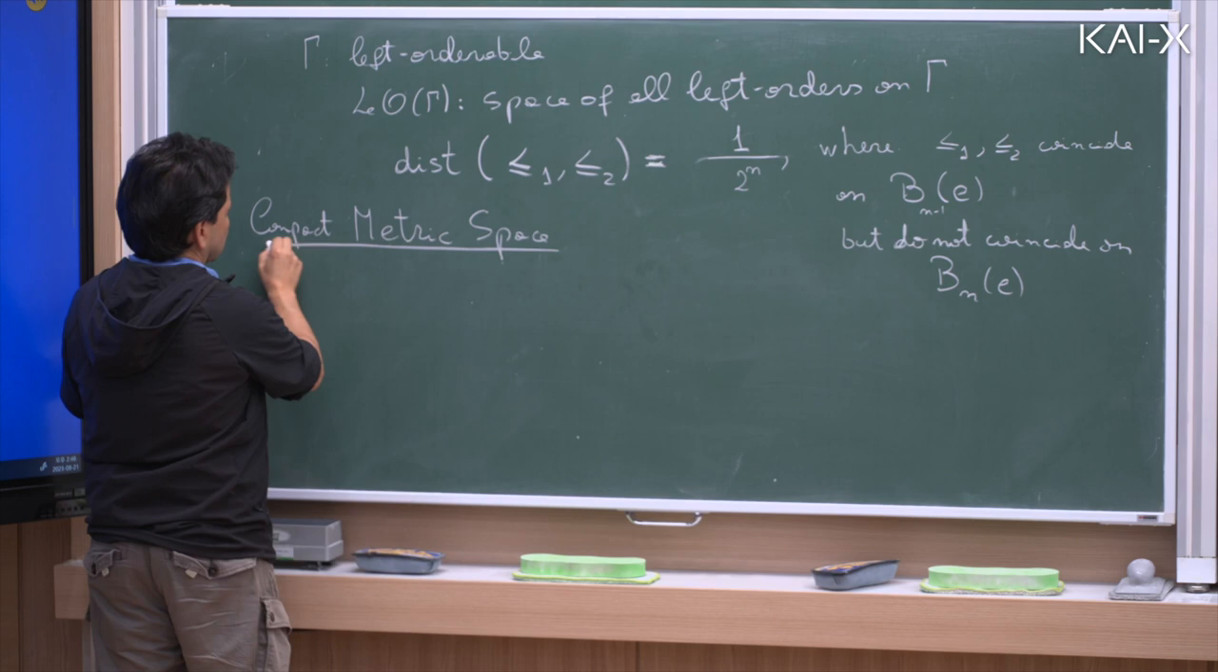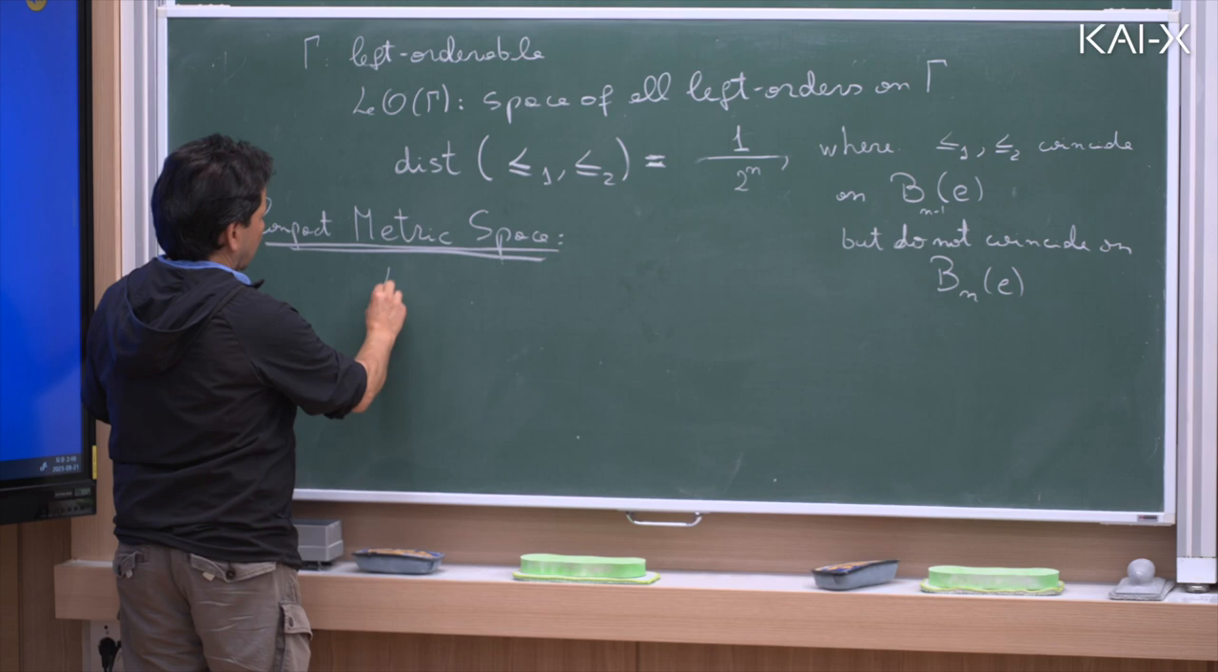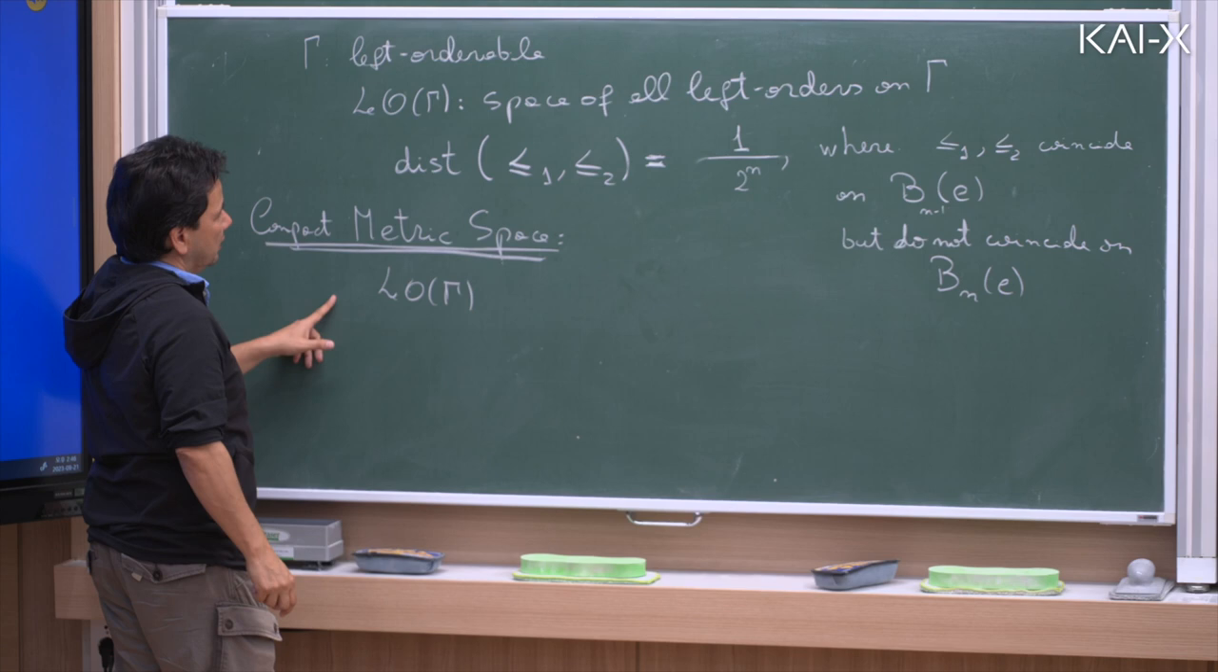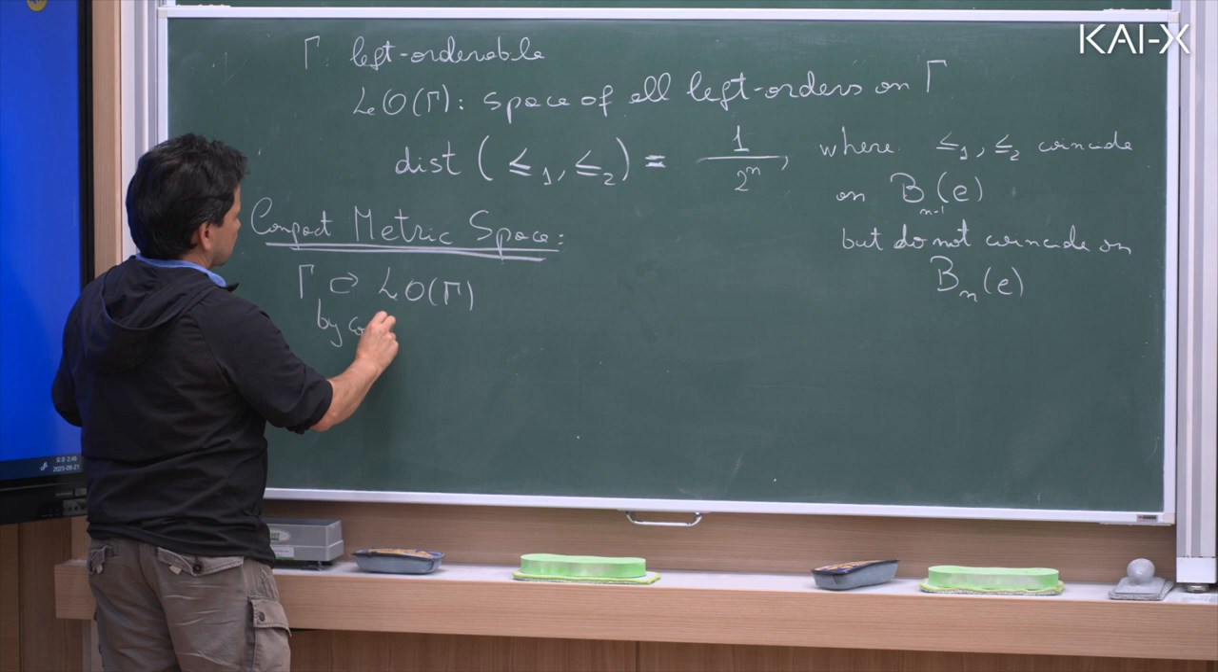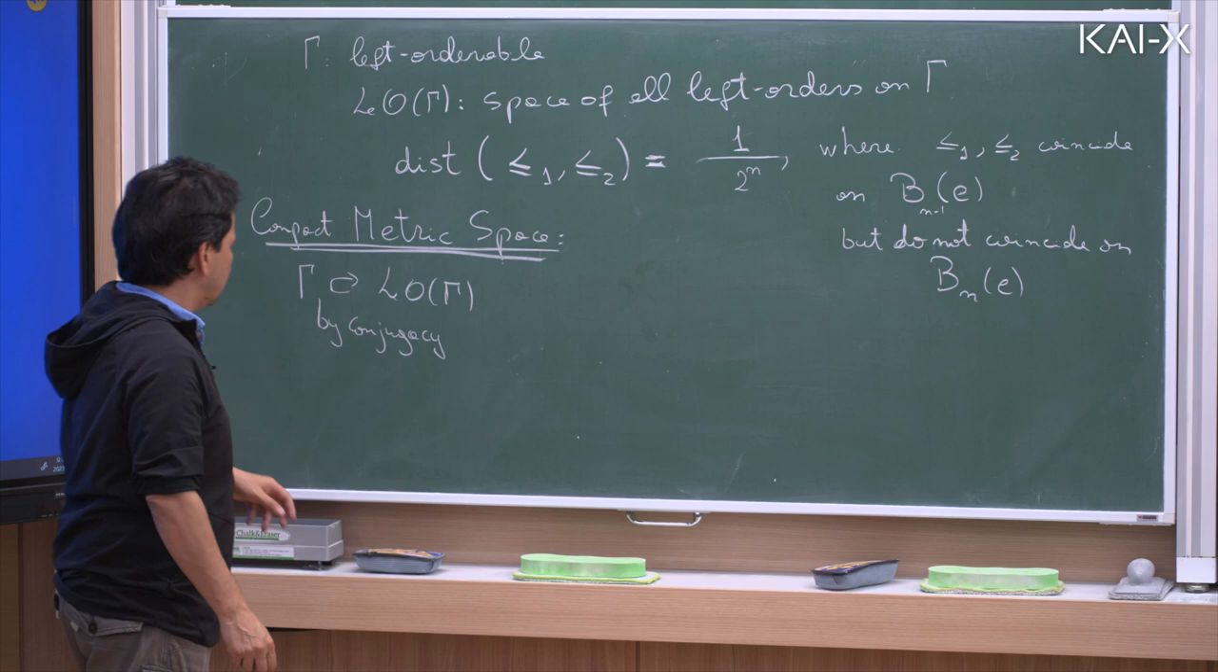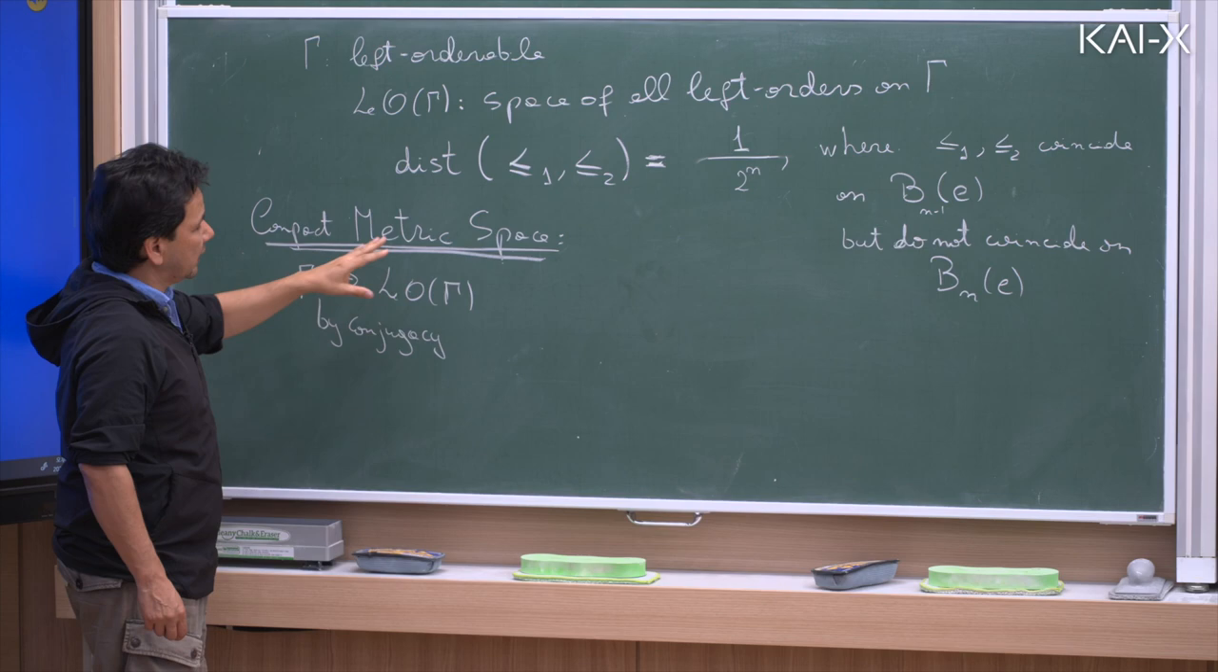Okay. And another thing which is interesting is that there is a very nice action of gamma on this space by conjugacy. So I will come back to this later, but it's a nice action by conjugacy, but since the orders are already invariant on the left, actually this is an action on the right. But let me just concentrate on the case of the free group.